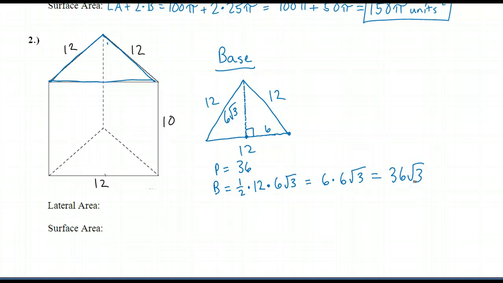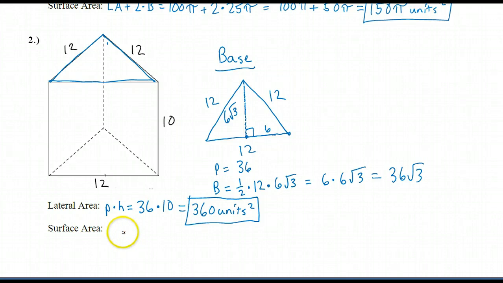At this point, I just need to plug in to my 2 formulas. The lateral area is going to be the perimeter of my base times the height of my prism. The perimeter of my base is 36, and the height of my prism is 10. Be careful. The height of my base is 6 square roots of 3. I do not want to plug 6 square roots of 3 in right here. I want this number to be the height of my prism, 10. 360 units squared.